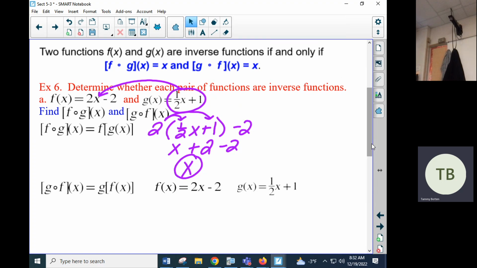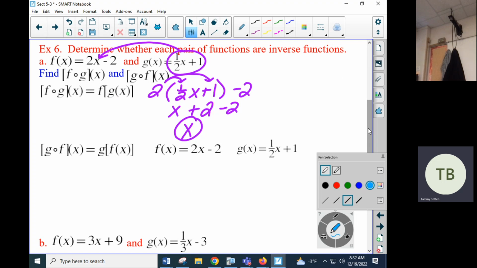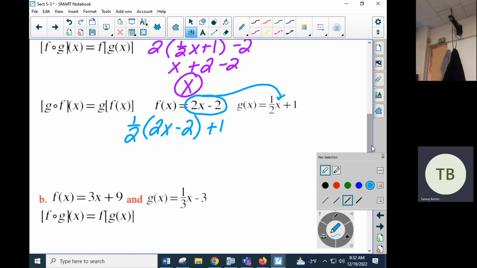Okay. Now if I go down here, I'm going to find the other composition where I have my g first. So what happens in there is you take your f and you put it in for x in the g. So I'm going to go 1/2, and where I have my x here, I'm going to put in 2x minus 2, and then I have the plus 1 on the end. Now, when I go to do that, I'm going to distribute 1/2.